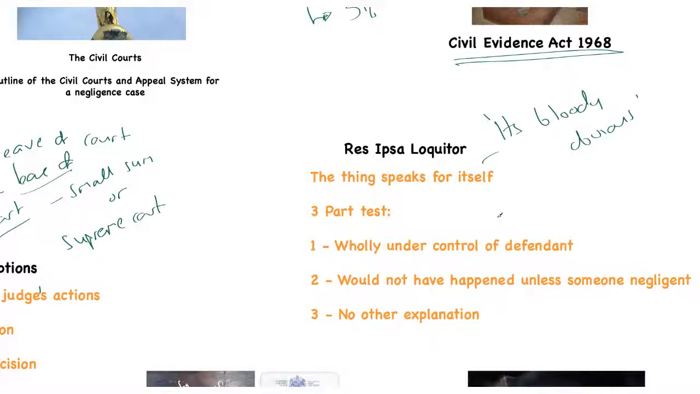But as usual, you know we love our three-part tests in law, don't we? And the three-part test for res ipsa, often referred to as just res ipsa, just res ipsa with the A.